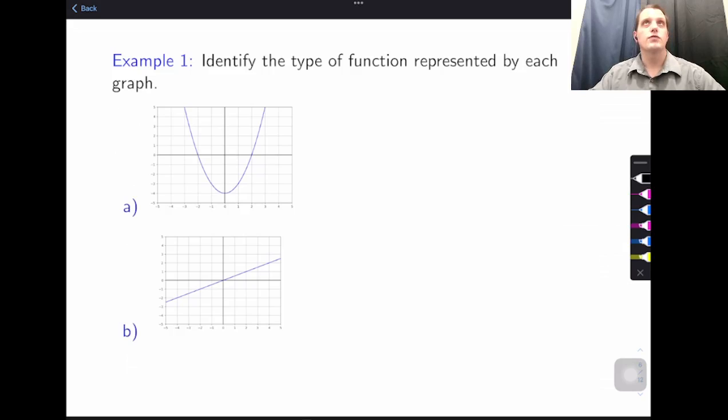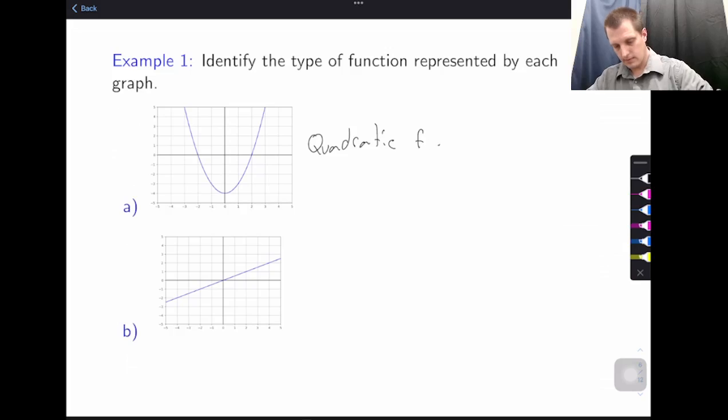Identify the type of function represented by each graph. Well, this first one right here comes from the quadratic family. And the second one looks like it's going to be coming from the identity family because it's just a line.